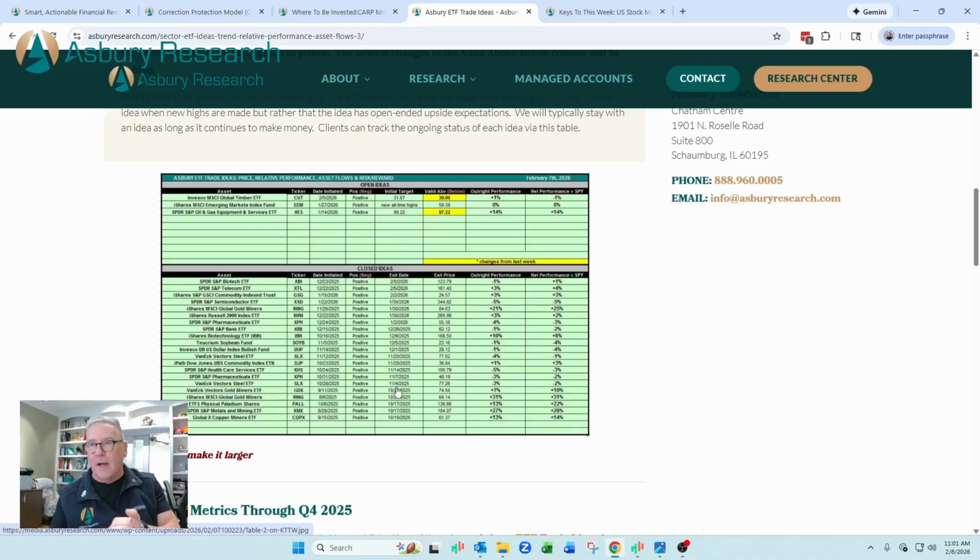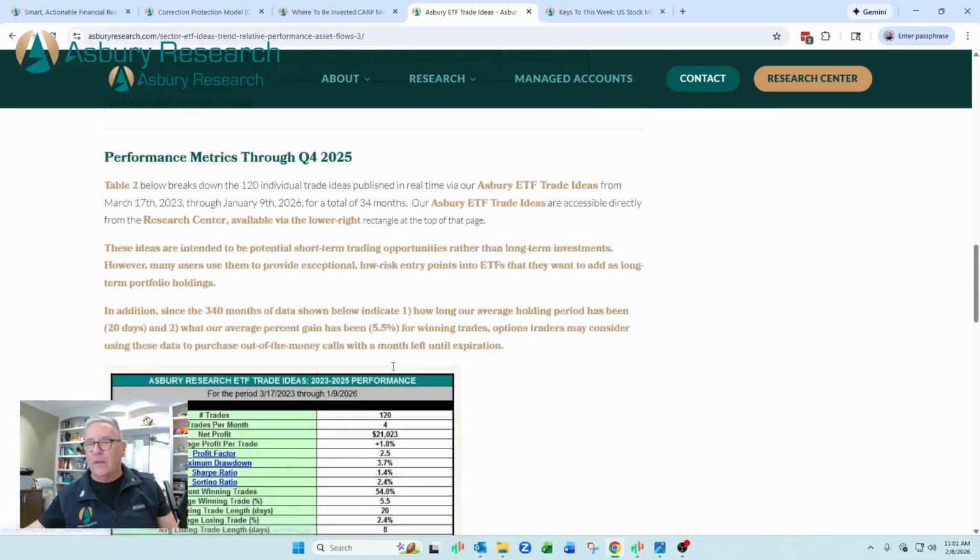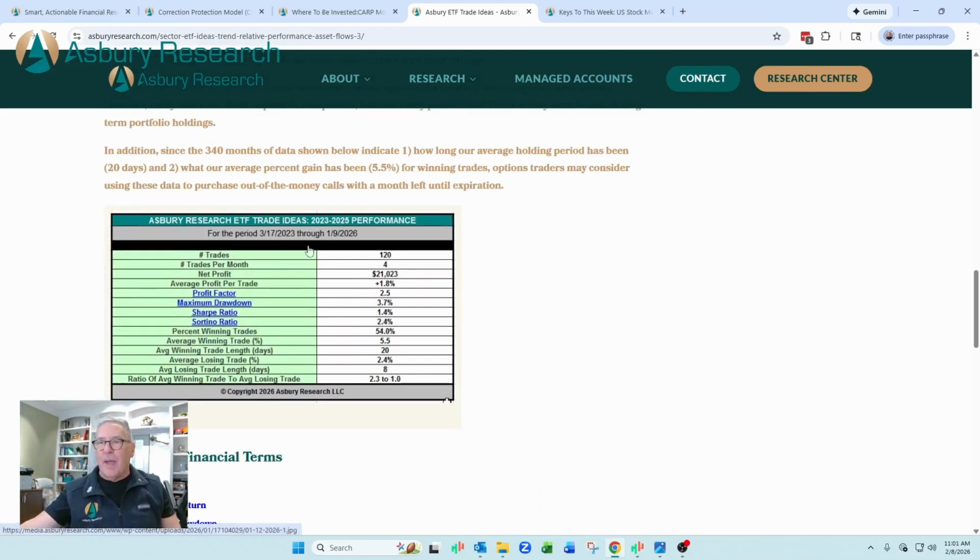Using my experience of trying to understand where risk reward is. I worked in the pit for 17 years in the 80s and 90s at the CME. So that's the only discretionary part of this. And I picked these out. And what has happened over the past 34 months, from March of 23 through just a few weeks ago, we've had 120 trades. That comes out to about 1 trade a month.